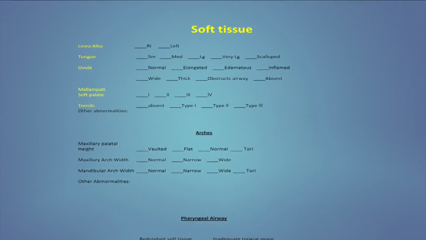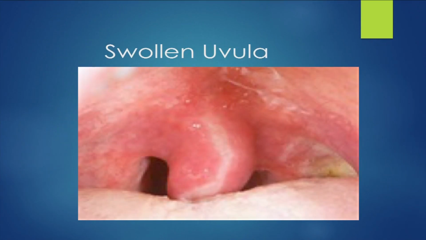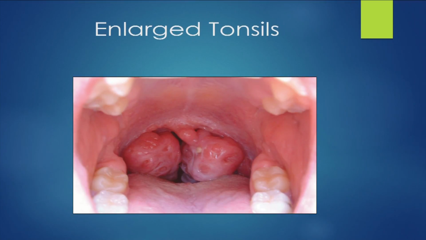Soft tissue. We look for the presence of linea alba. We're going to look at the tongue, the uvula. We'll get a Mallampati score, and we'll look at the tonsils. Remember I talked about how snoring can cause what looks like a swollen uvula. It becomes edematous. We check off if the uvula is normal, elongated, or edematous. Enlarged tonsils. Class 1, Class 2, Class 3, Class 4 tonsils. Of course, these are Class 4 tonsils, so we record that.